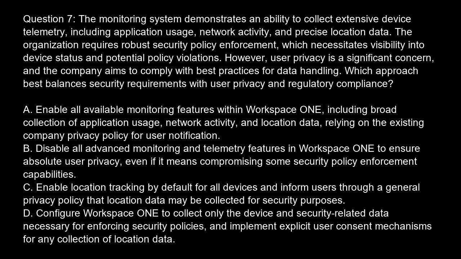Option A. Enable all available monitoring features within Workspace ONE, including broad collection of application usage, network activity, and location data, relying on the existing company privacy policy for user notification. Option B. Disable all advanced monitoring and telemetry features in Workspace ONE to ensure absolute user privacy, even if it means compromising some security policy enforcement capabilities. Option C. Enable location tracking by default for all devices and inform users, through a general privacy policy, that location data may be collected for security purposes.